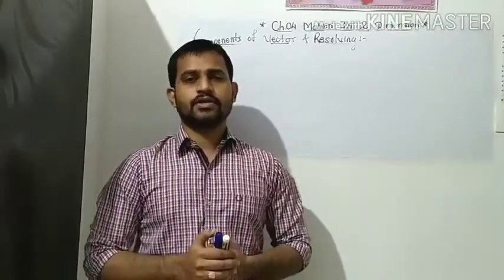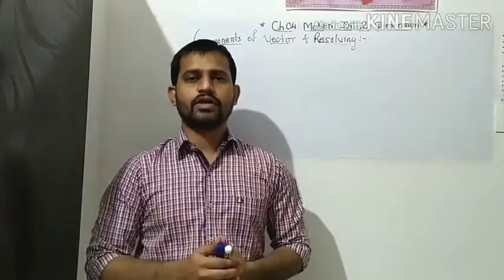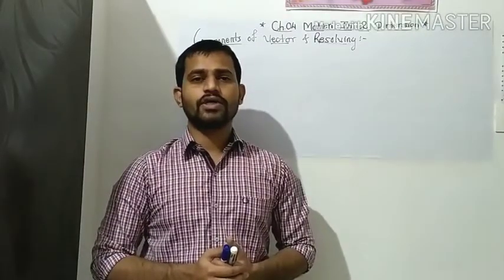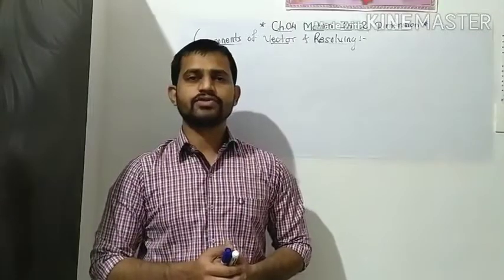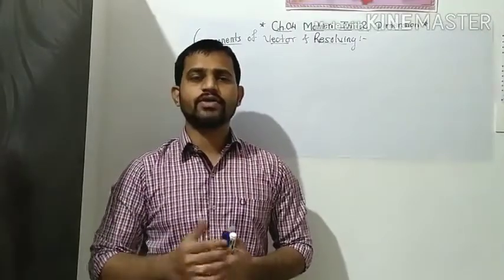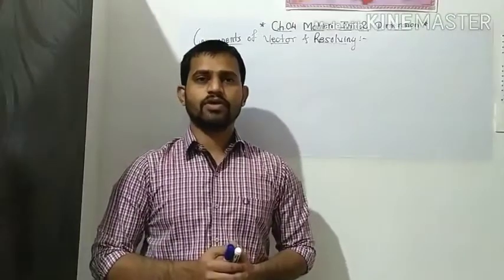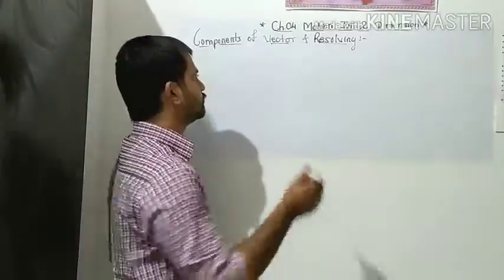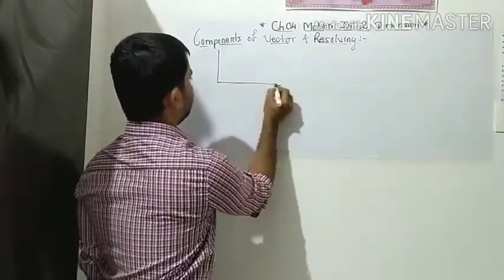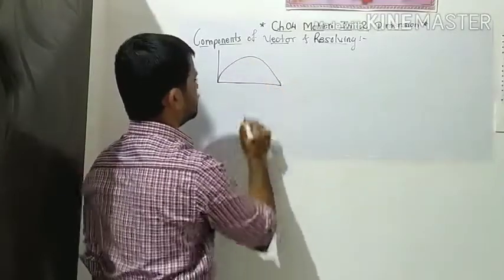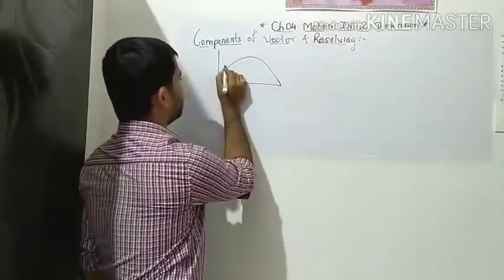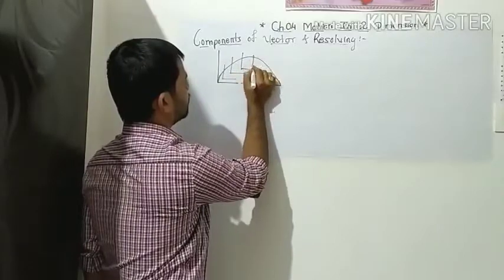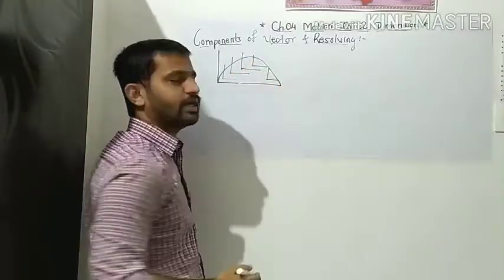We learned an example at the start of this chapter: when we throw a ball in an upward direction, the ball is traveling along the y direction and also along the x direction. Suppose we throw a ball like this, then the ball covers this vertical distance and this horizontal distance. So it has both vertical and horizontal distance.